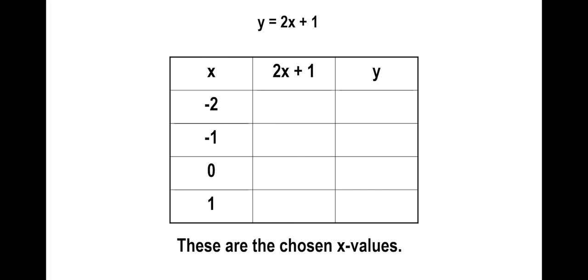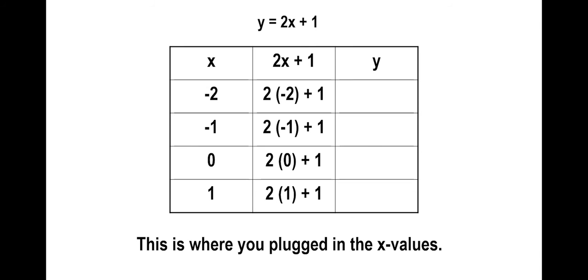Now let's try another one. y equals 2x plus 1. This time the chosen points are negative 2, negative 1, 0 and 1. Instead of using 3, I'm going to use 4. So to complete our table, I'm going to plug in x values in place of x. So we have 2 times negative 2 plus 1, and then 2 times negative 1 plus 1, 2 times 0 plus 1 and 2 times 1 plus 1.